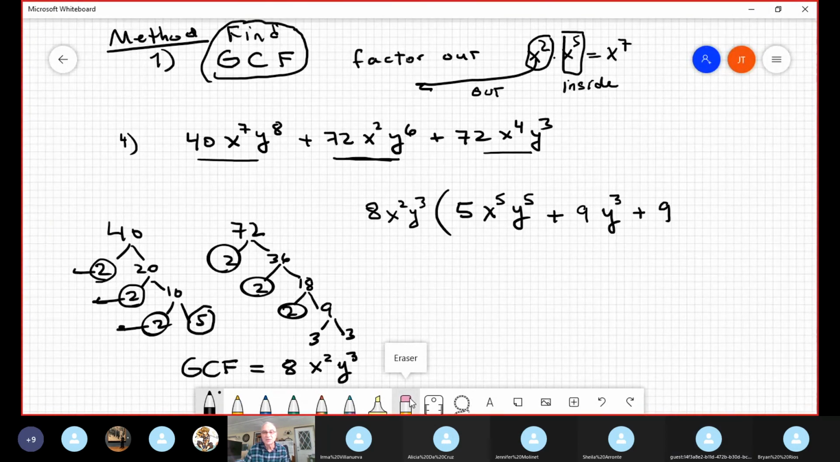Plus 9 again, because it's the same number. How many X stay inside? We don't need it. No, we have 2, Professor. 2. And Y? No Y, because we have 3Y, and these 3Y go out. Look at that. And this is the final answer.